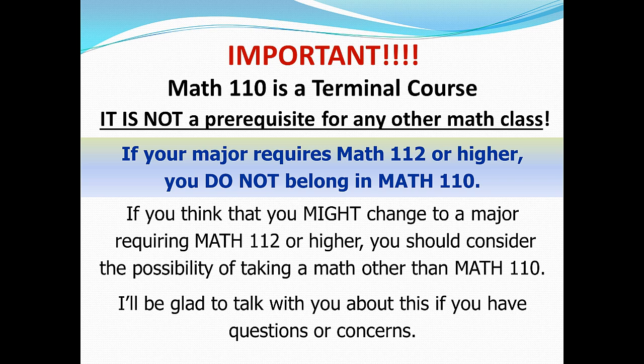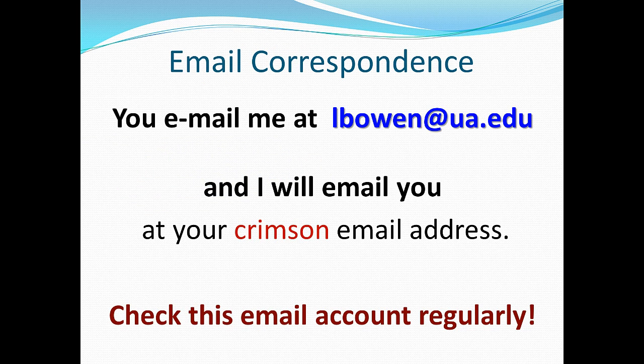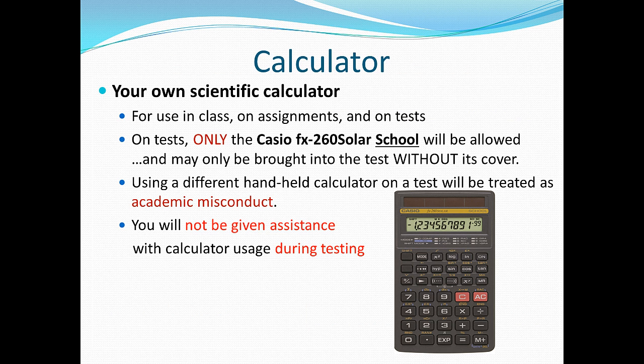But make sure you know, if you even think that you might change your major to something that requires a higher math, it might be a good idea to take another course instead of Math 110. I've already mentioned that my email back and forth with you will be at my regular email account, lbowen@ua.edu. Please check your email regularly because I send out messages periodically that might have an effect on things that you're interested in about the course, so please check it regularly.